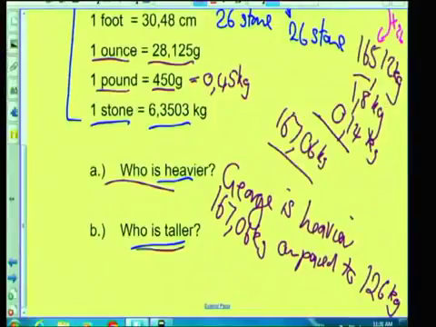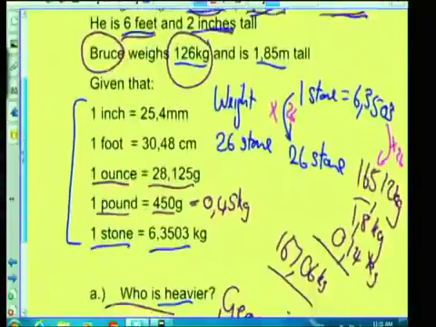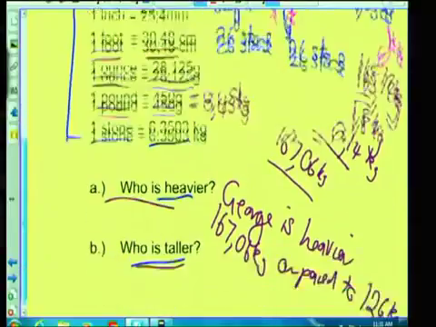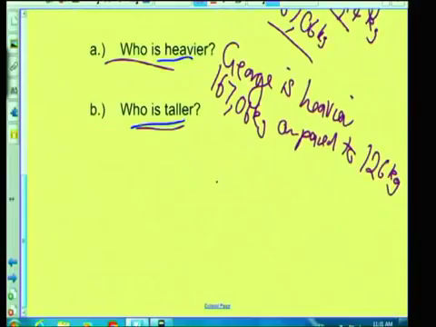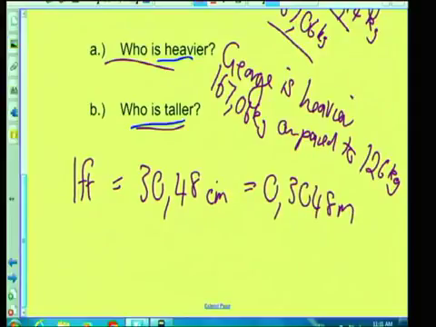Okay, next one, who is taller? Now we've got to identify the information that we've been given. I'm going to do it in exactly the same way, 6 feet and 2 inches. Let's change from feet to meters. We know that 1 foot is 30,48 centimeters, which is equal to 0,3048 meters.